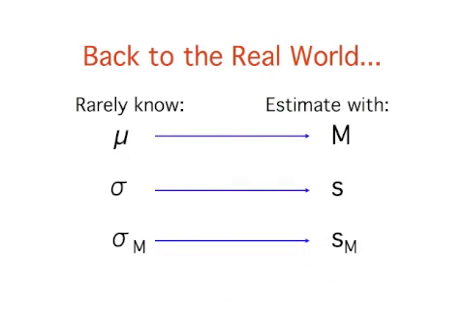Unfortunately, in the real world, it is very rare that we would know the mean and standard deviation of the population. Typically, we have to estimate these using our sample data. We estimate the population mean with our sample mean, estimate the population standard deviation with the sample standard deviation, and estimate the standard error of the mean with the estimated standard error of the mean.